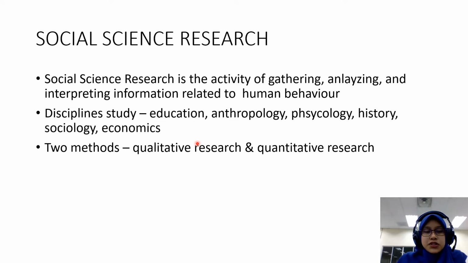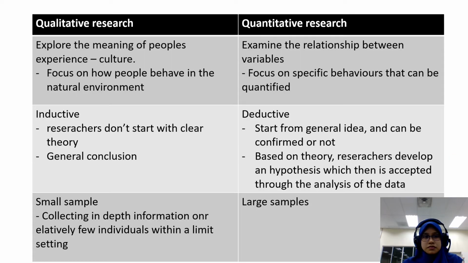Social science research. Social science research is the activity of gathering, analyzing, and interpreting information related to human behavior. Disciplines studied include education, anthropology, psychology, history, sociology, and economics. There are two methods for social science research, which are qualitative research and quantitative research.